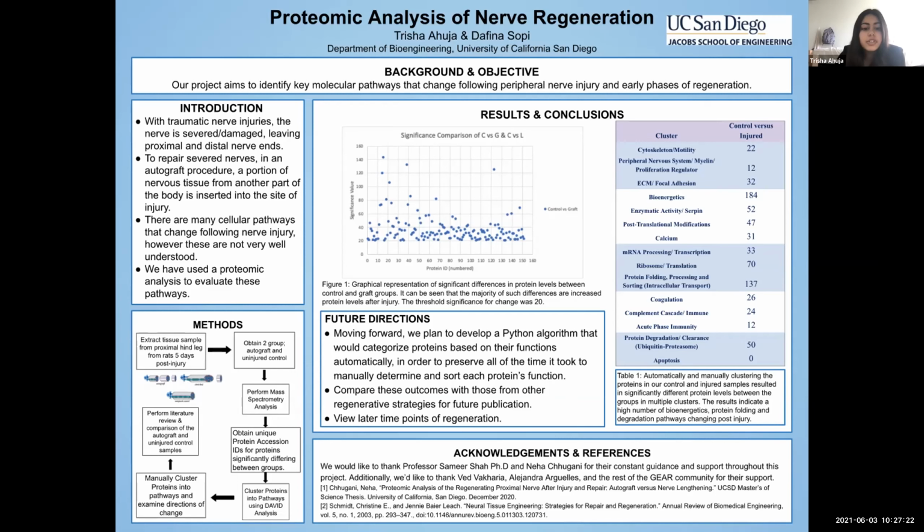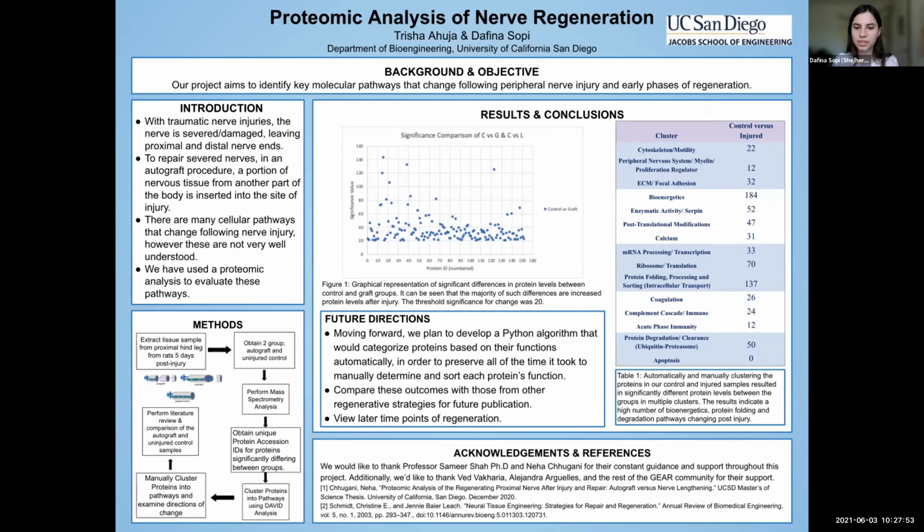And then for future directions moving forward this summer, we plan to develop a Python algorithm that would let us sort these proteins in a more efficient way, because we had to manually look up each protein and their function and then determine what cluster out of these it would fit into. But since the database is already out there with DAVID, we want to develop a program that could basically sort the proteins into these clusters for us, so that could save us all the time it took.